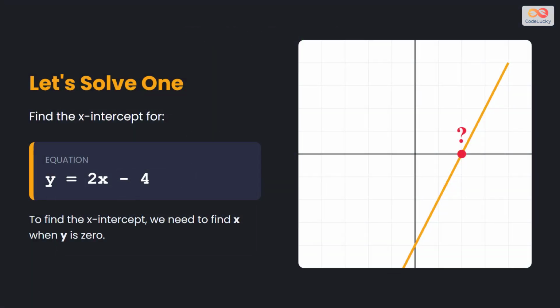Let's apply this rule to a real equation. Suppose we have the equation y equals 2x minus 4. Our goal is to find the x-intercept. Remember our rule? To find the x-intercept, we need to find the value of x specifically when y is 0.